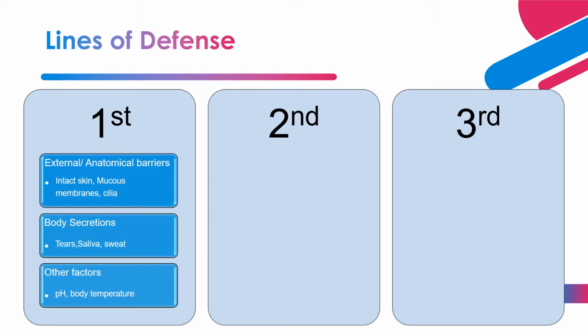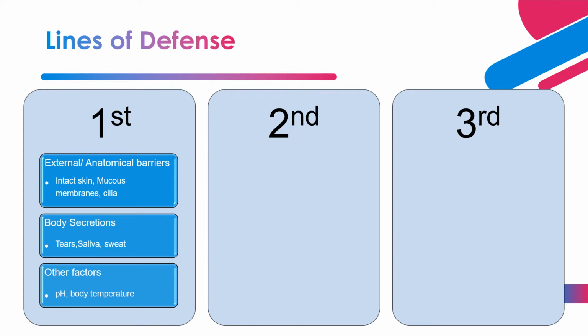Under the first line of defense are several components. We have the external barriers, body secretions, and other factors. Under external barriers, for example, we have the intact skin. The skin prevents the entry of unwanted organisms or pathogens inside the body, while the mucous membranes and the cilia from the respiratory tract, for example, help in expelling foreign substances that were able to enter the body. Body secretions like tears, saliva, and sweat contain enzymes that are able to destroy the bacterial cell wall.